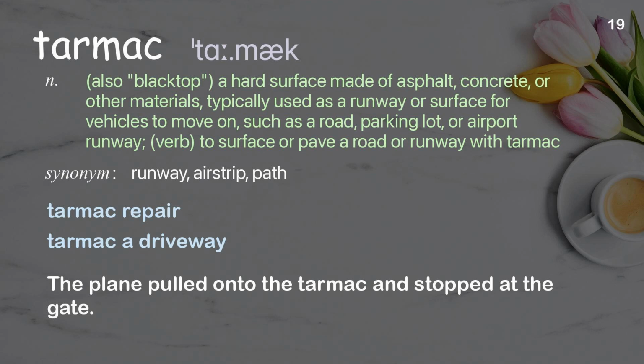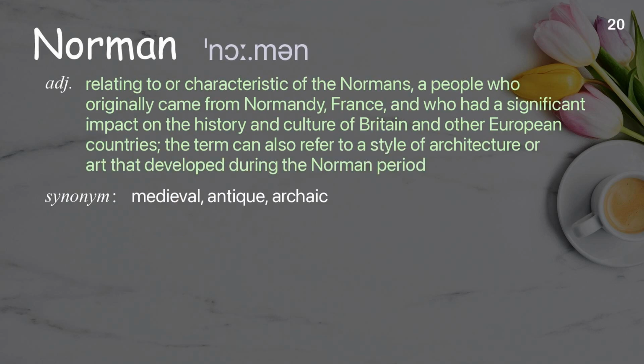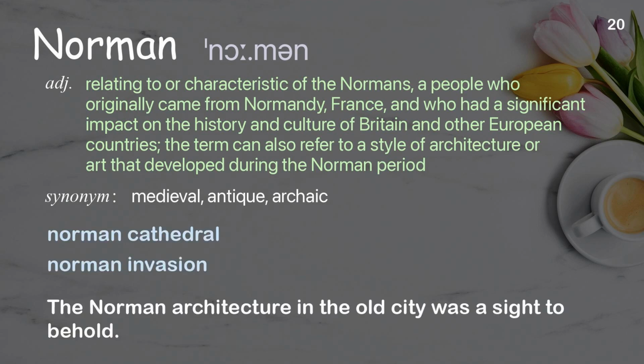Norman. Relating to or characteristic of the Normans, a people who originally came from Normandy, France, and who had a significant impact on the history and culture of Britain and other European countries. The term can also refer to a style of architecture or art that developed during the Norman period. Examples: Norman Cathedral, Norman Invasion. The Norman architecture in the old city was a sight to behold.